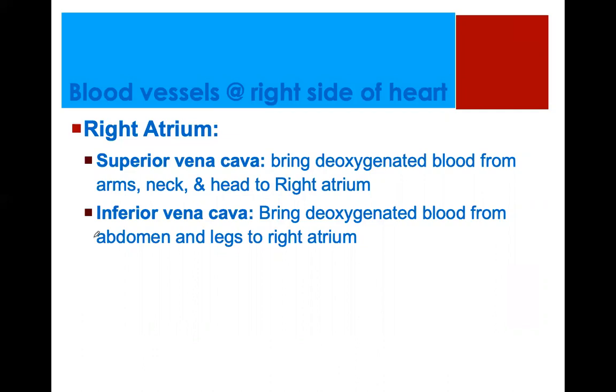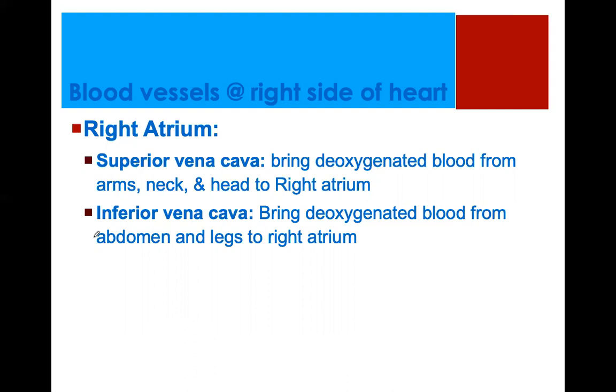The right side is always going to carry deoxygenated blood, and the left-hand side is going to carry the oxygenated blood. The chambers that are sitting on the top are called the atria, or atrium if you're talking about one. They're the ones that bring the blood back to the heart. And the two bottom chambers are called ventricles, and these are the ones that are basically pumping blood away from the heart.